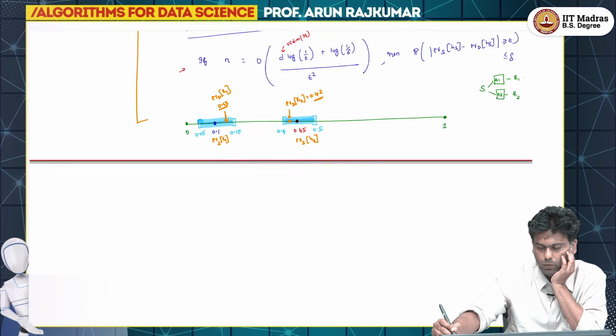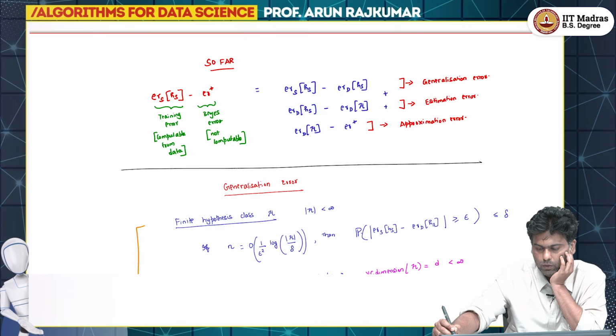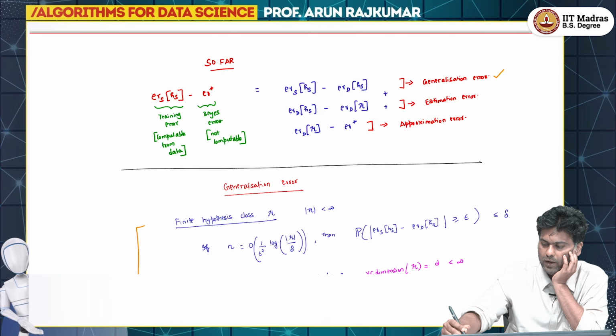So, what then should we do? We saw that we kind of have a handle on this generalization error.